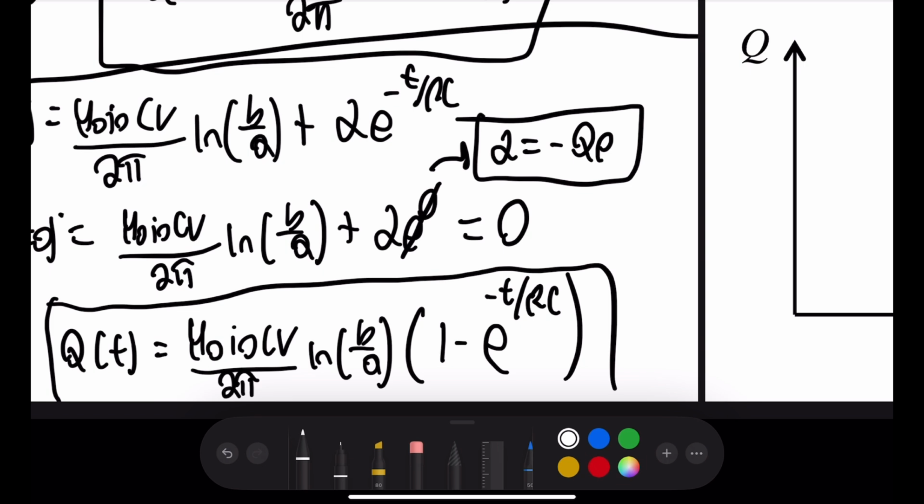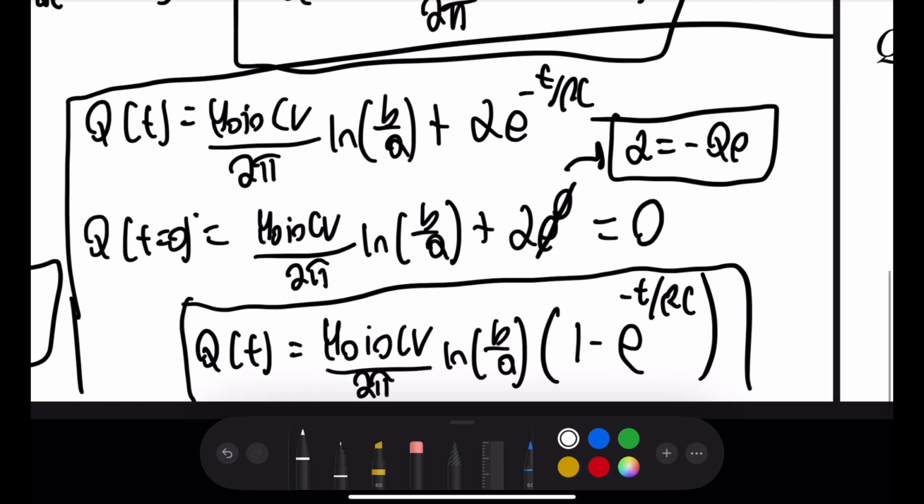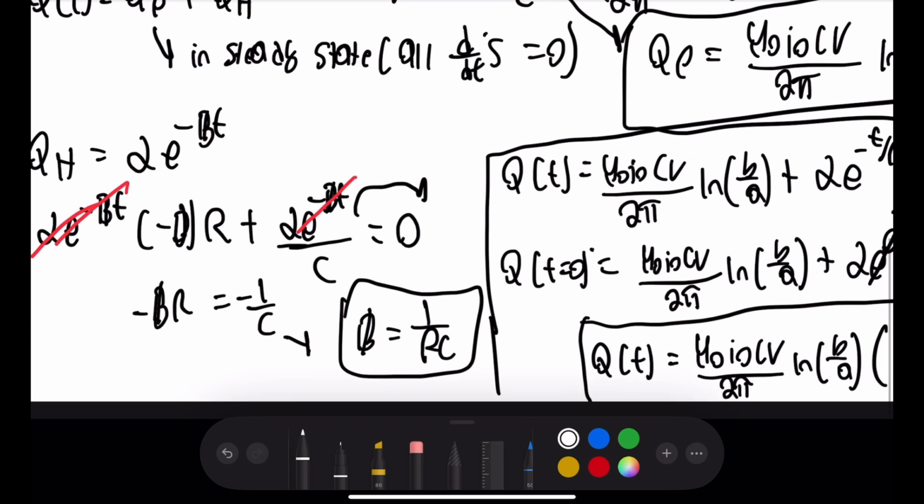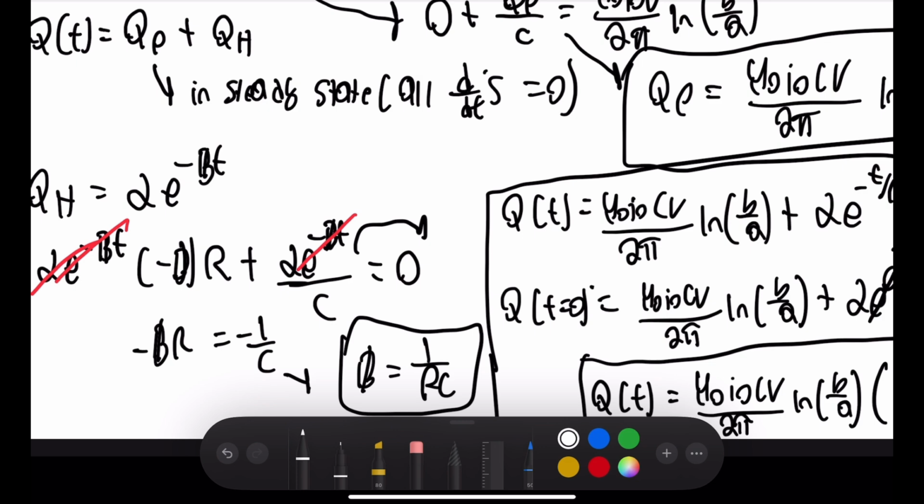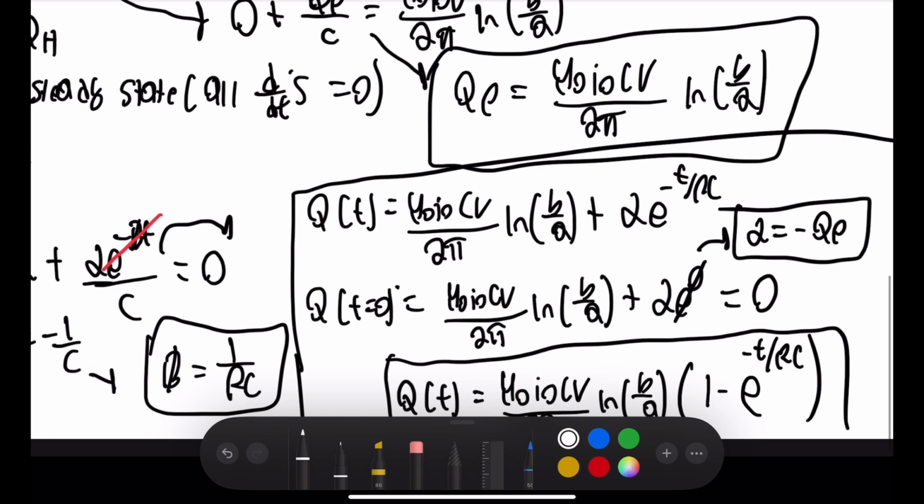And that's the answer for this part. So the main thing is just remember that Q homogeneous for first orders is alpha e to negative beta t, and Q particular means at steady state you set all the time derivatives equal to 0. That's pretty much it.